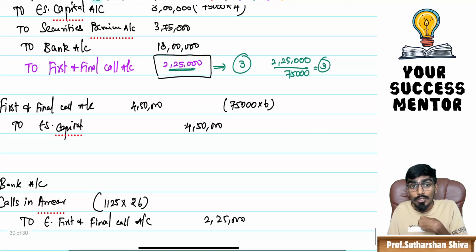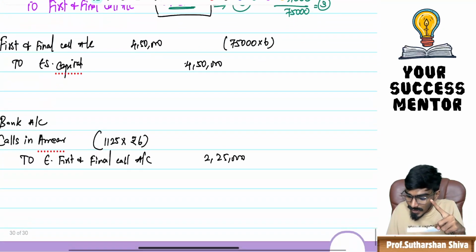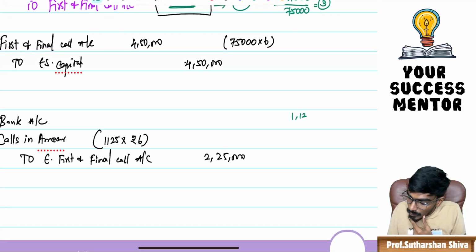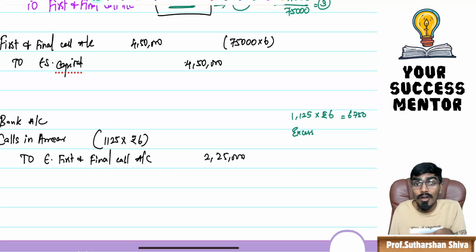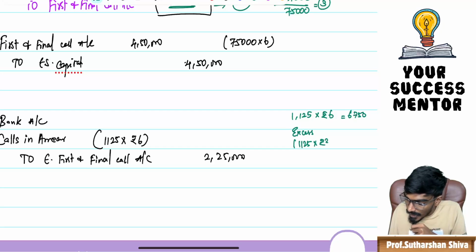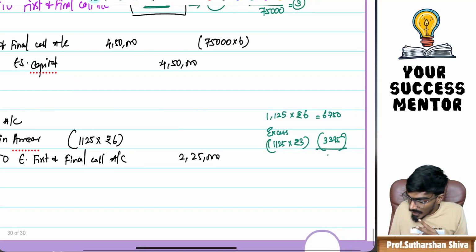That should be adjusted towards all the people. So from Mr. Raj, out of 1,125 into 6 rupees to be recovered, that is the amount due. On that, I am already holding an excess. On 1,125 shares, I'm already having 3 rupees excess. So it will be 3,375. Here only all the students will commit a mistake. You should be very careful at this point.